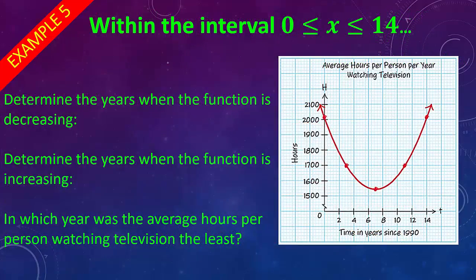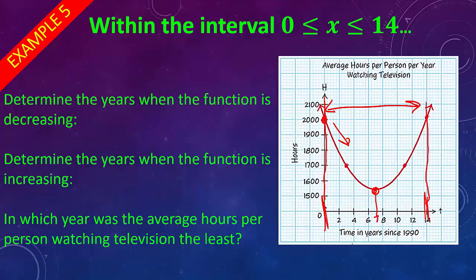Moving right along. Within the interval, x is greater than or equal to 0, but less than or equal to 14. Determine the years where the function is decreasing. So from 0 to 14. So that means that everything in this area here is game. Anything beyond that we don't care about. So when is the function decreasing? So when is it going down? Well, it's going down from right here until right here, and that right is at 7.